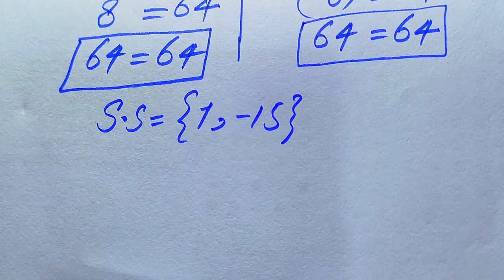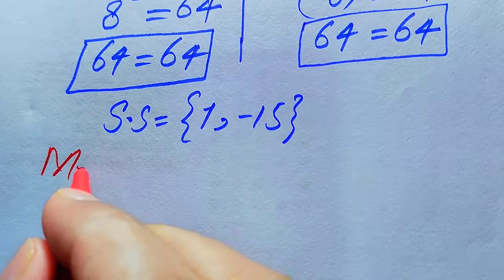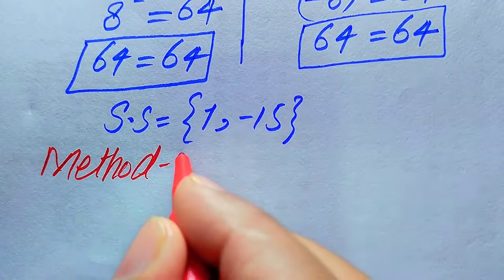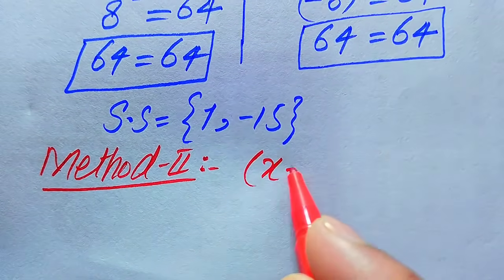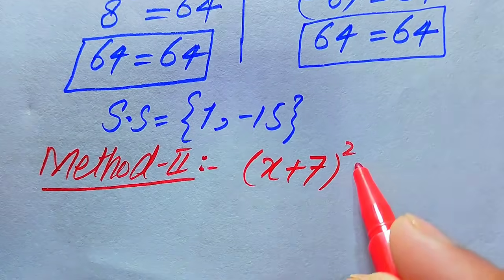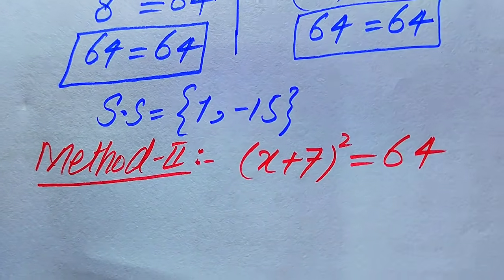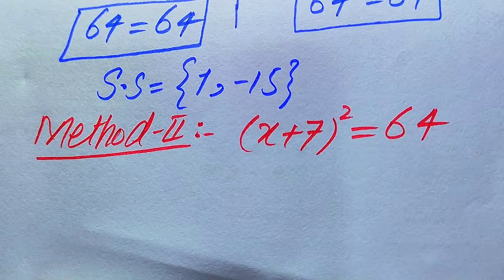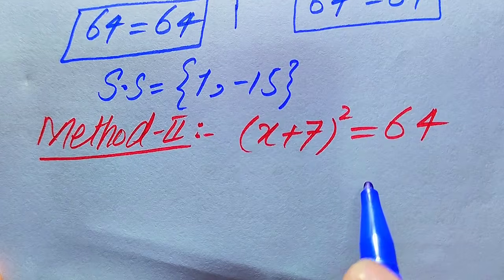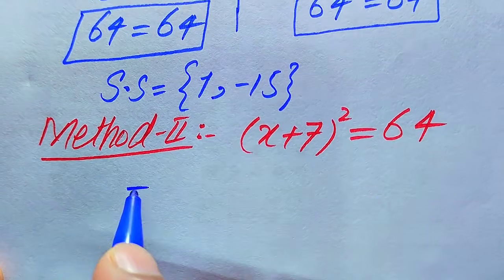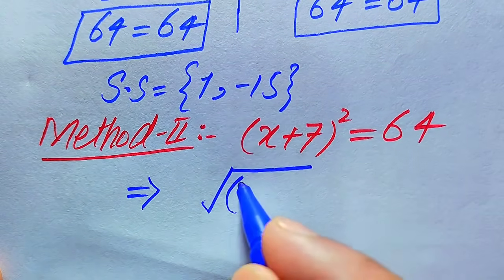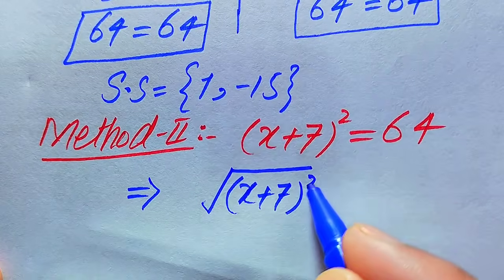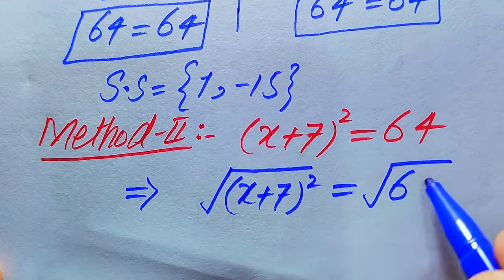And now we again solve this problem by the second method. In the second method, we need to copy down the given question statement, so that our given question statement is (x + 7)² = 64. This is the given question statement, and our second method is the very quick method, and here we quickly get the values of x. In this method we solve this problem with the help of a square root, so here we need to take the square root on both of the sides.